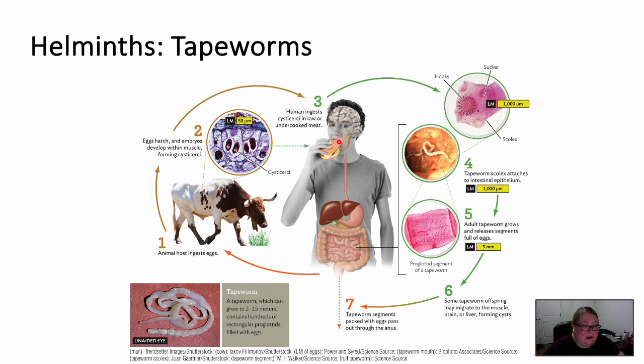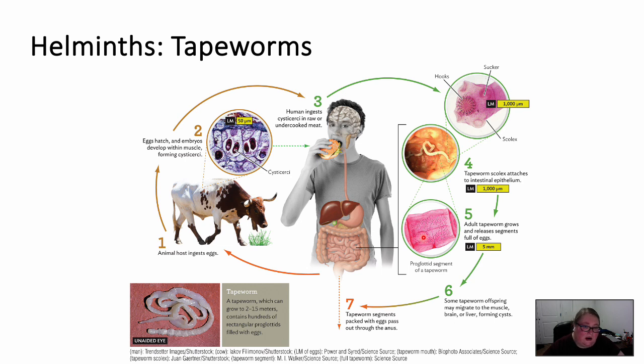Okay, so we have now introduced it to our intestinal system. Okay, so it's going to mature. This is the hooks and the sucker. Okay, so it's going to attach to the surface of the intestine and its epithelium. Okay, and it's going to continue to grow and add segments.